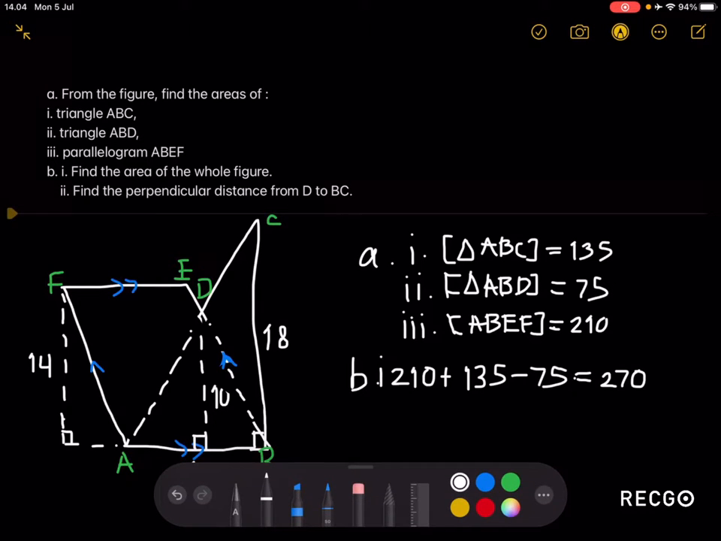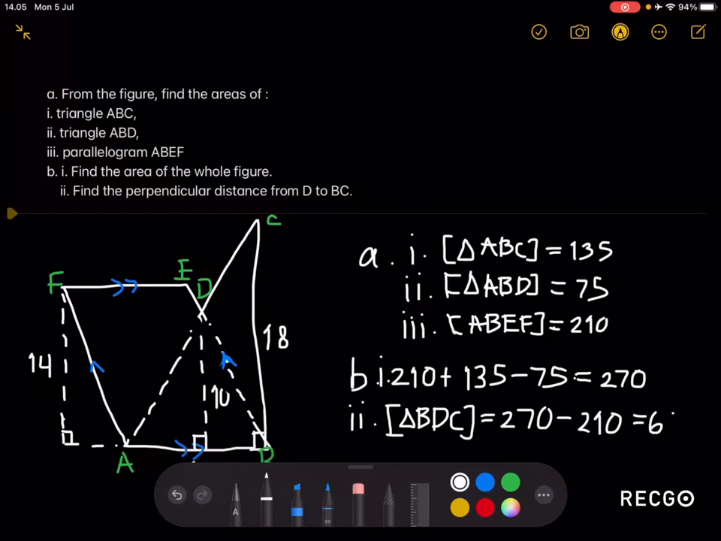And finally, the way I would solve part 2 of part B is to calculate the area of triangle BDC, which is by simply subtracting the area of the whole figure by parallelogram ABEF. By doing that, we're left with our needed triangle. So that means the area of triangle BDC will be just 270 minus 210, or 60.